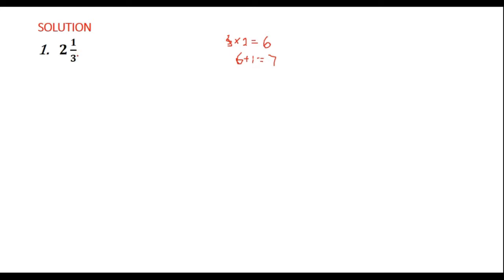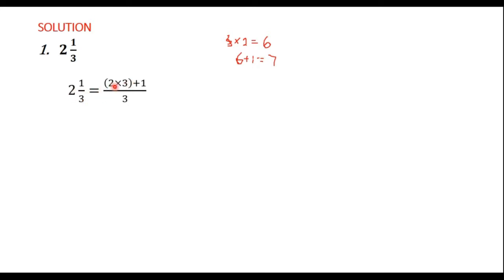Then you divide what you get by the denominator here. So you are going to have 7 over the denominator, which is 3. So this is what we mean. First, multiply the denominator by the whole number part. So multiply 2 by 3.